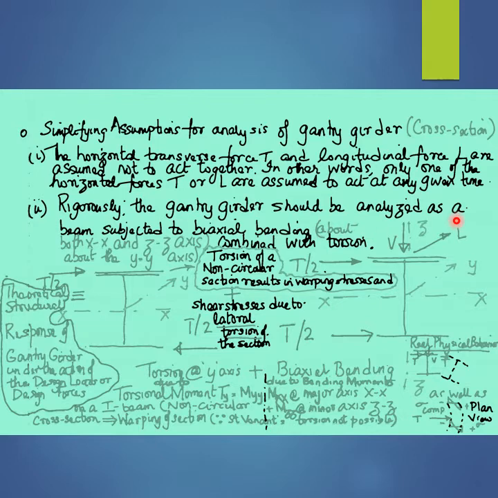The simplification or decomposition of the horizontal dynamic transverse force T into the anti-symmetrical case and the symmetrical case lends itself to a very convenient and useful insight or visualization into the real physical behavior or structural response of the gantry girder under the action of the various design forces.